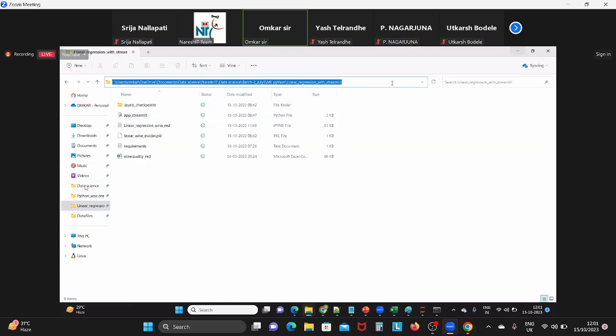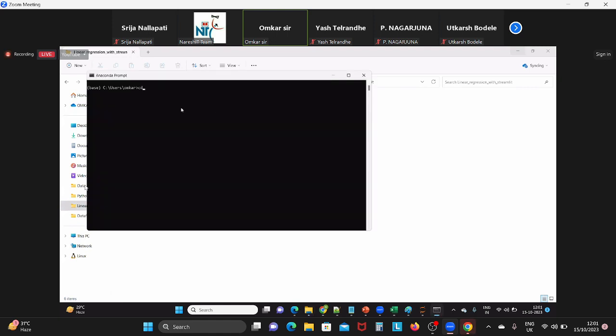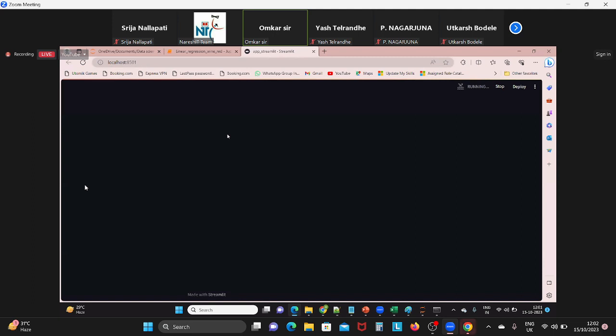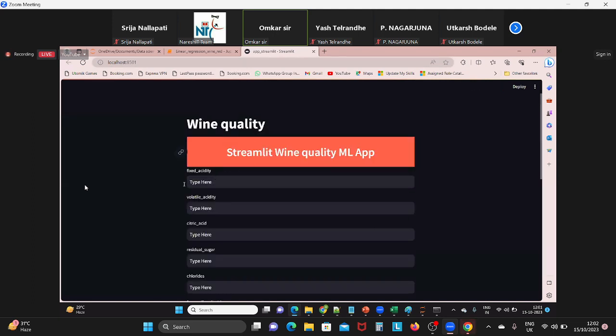Now let's see this application. CD, Control V, and Streamlit. Don't look at anything, okay? Now this is the application we created. Now it is opening the application. And this is what you are calling a Streamlit application. You see here, this application. This is fixed acidity. It is asking for an answer. Volatile acidity.